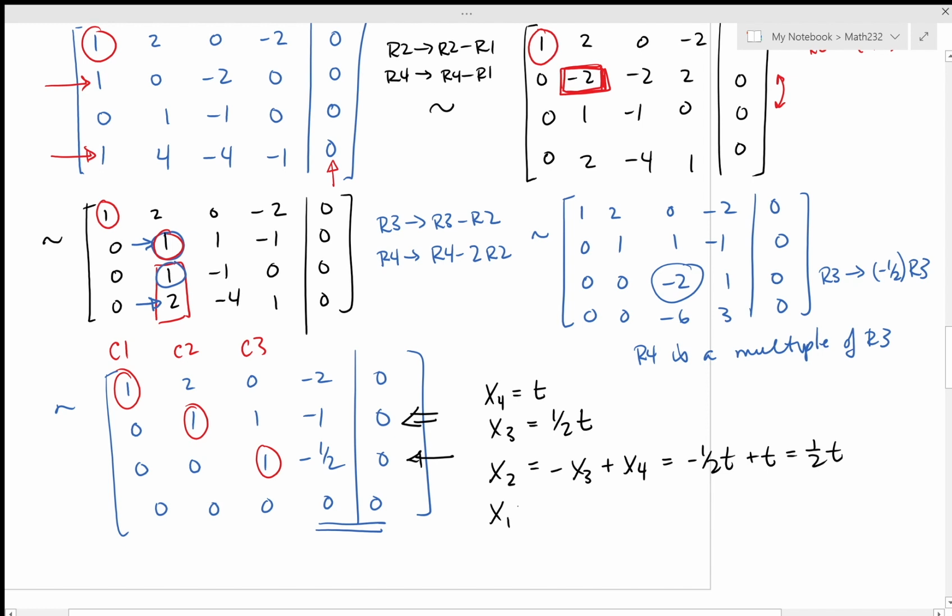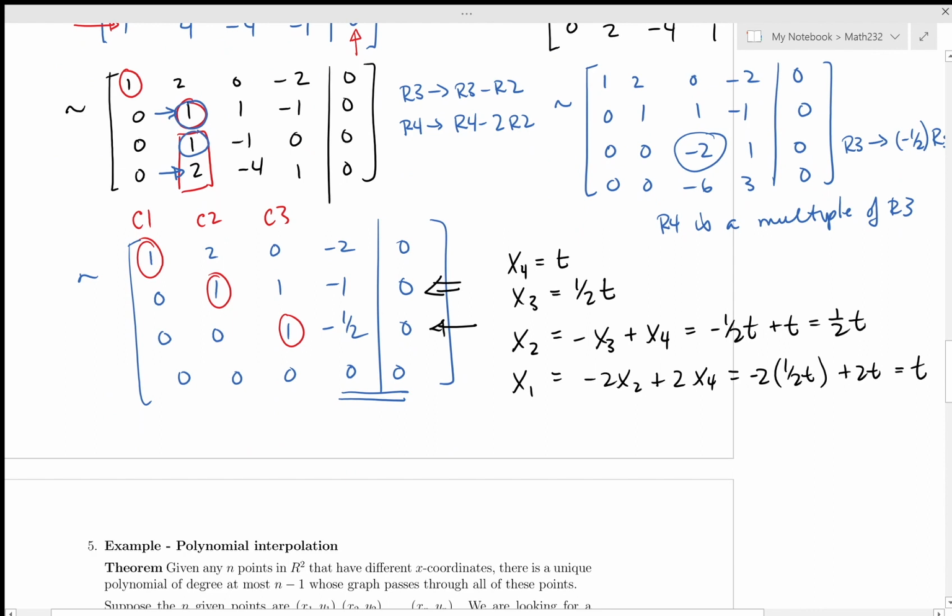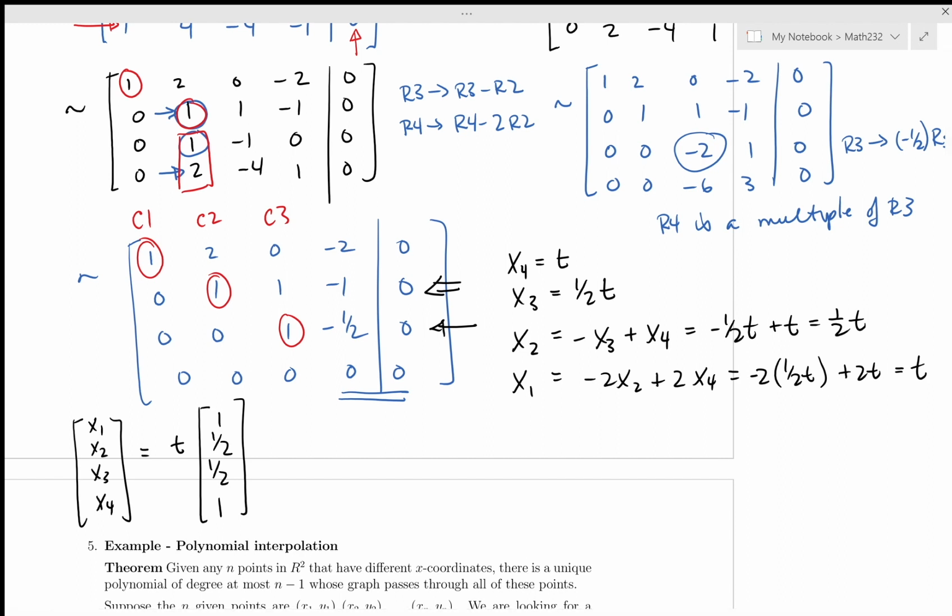Then I take a look at x1. X1 is minus 2x2 plus 2x4, and that gives me minus 2 times 1 half t plus 2t, and when I compute that, I get t. So I'm going to write those things together. I'm going to see that the column vector x1, x2, x3, x4 is looking like this. T times this proportion, 1, a half, a half, and 1. Okay, that's x1 equals t, x2 equals 1 half t, x3 equals 1 half t, and x4 equals t.